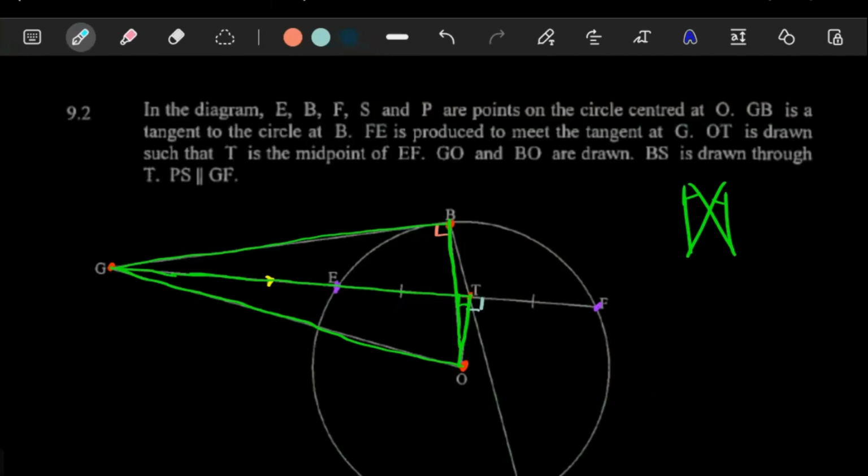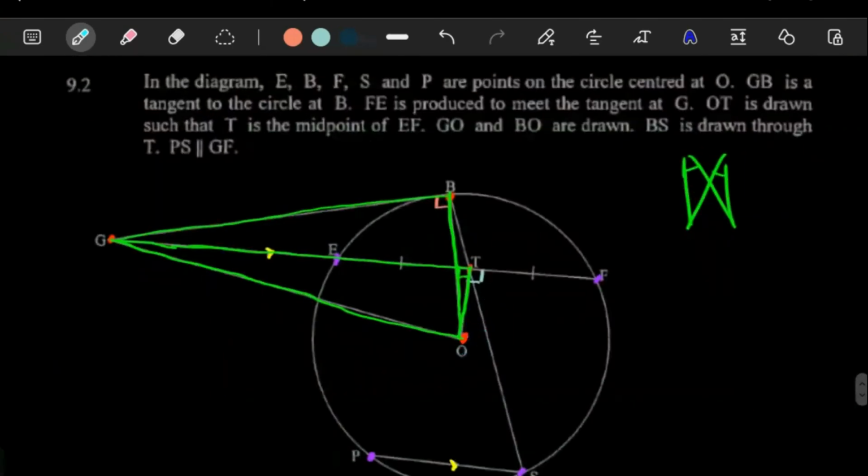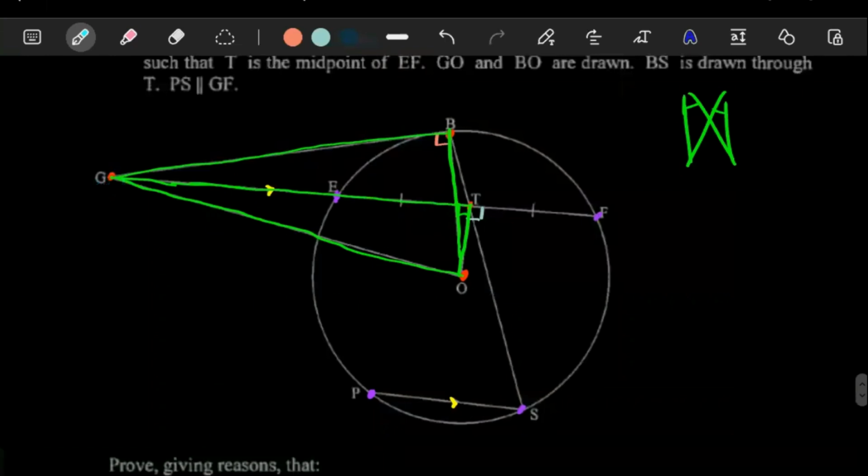Moving on, right? Let's see what we can do here. So from here, now that we've proven that we're dealing with the cyclic quad, let's see if there's anything else. They said we should prove that GOB is equal to S. Where is GOB? G, and then there's O, and there's B. So that angle, they said we should prove that it is equal to angle S. That's very interesting. GOB, prove that it is equal to angle S.